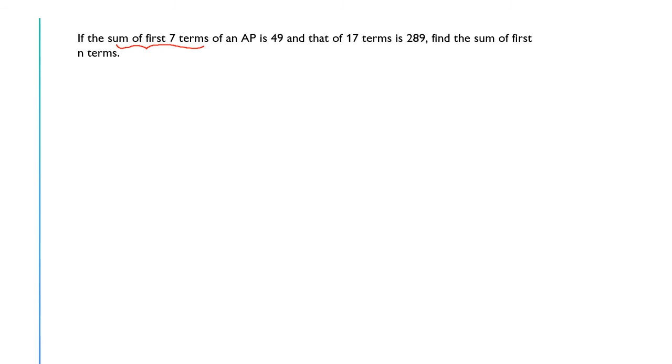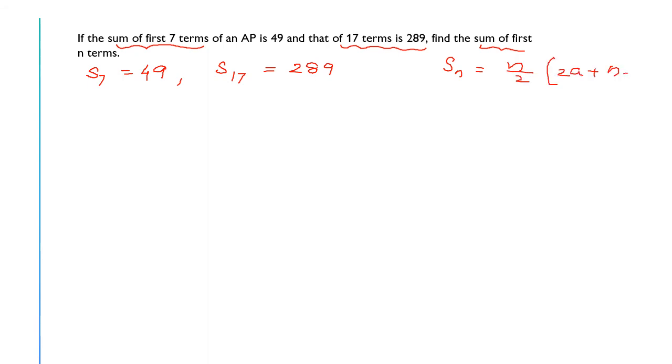Sum of first 7 terms, that is S7, is given as equal to 49. And the sum of 17 terms, S17, is equal to 289. Find the sum of first n terms. You have to find out Sn. Sn, you know, is equal to n by 2 into 2a plus n minus 1 into d.